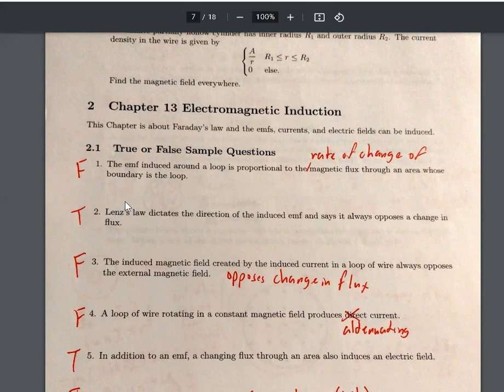Okay, so Lenz's law dictates the direction of the induced EMF. That's true. And it always opposes a change in the flux. So if there's more flux coming through, it'll try to make its own flux that goes the opposite way. If there's less flux coming through, it'll try to make its own flux in the same direction.